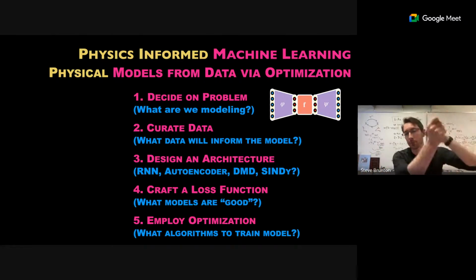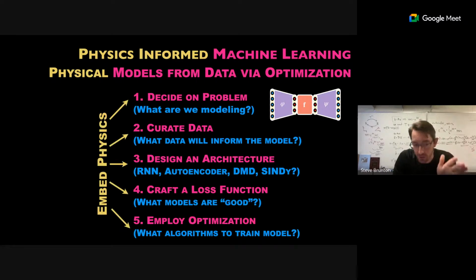Clearly, you always have to really go back and forth between these steps. It's never linear like this. They're all coupled, but these are the basic steps. And every single step here gives you an opportunity to embed physics or to learn physics.